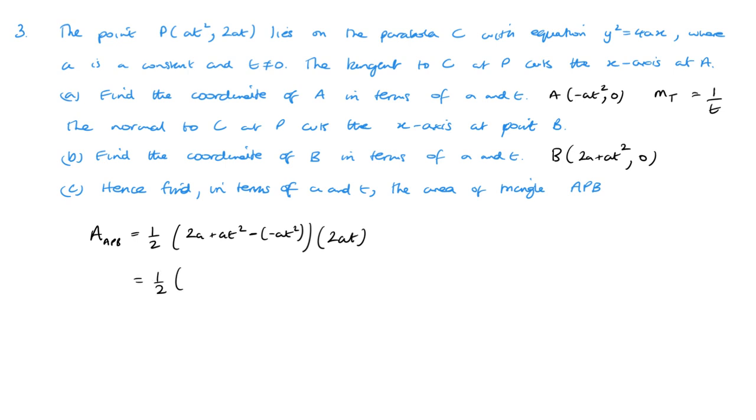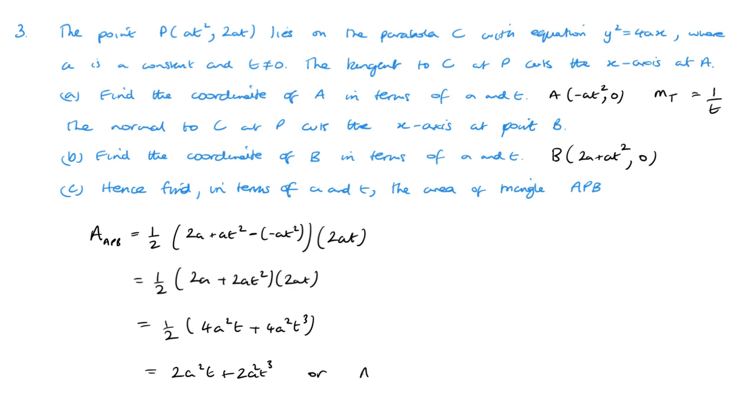So a half times 2a plus 2at squared times 2at. So a half times, now if I times the 2at by these two, I'm going to get 4a squared t plus 4a squared t cubed, which is 2a squared t plus 2a squared t cubed.